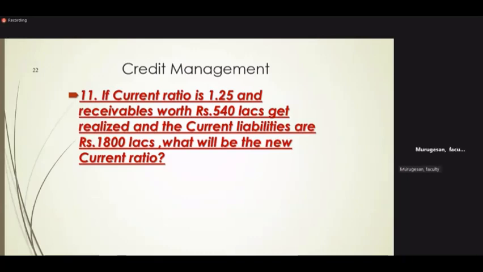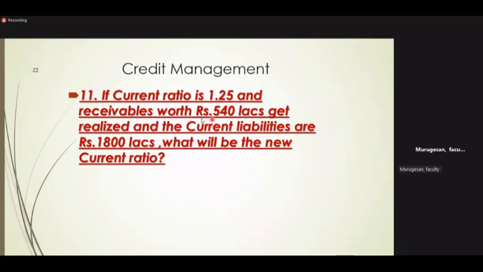No change. Same 1.25 only. Have you got it? No change. Yes, very good. He is very correct. The current ratio will not undergo a change. It was a question once asked, and it was a rather simple question, as he rightly told.